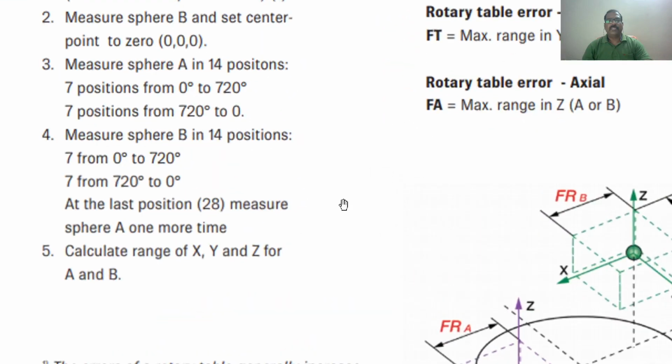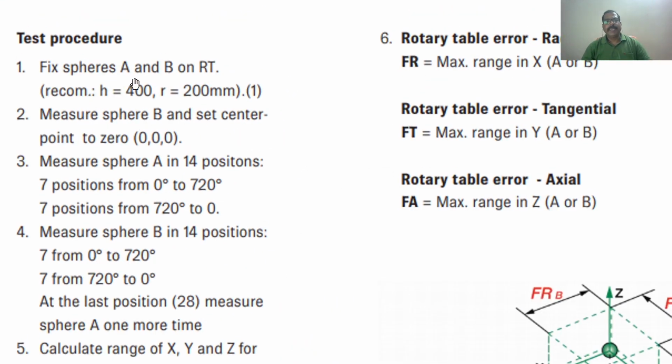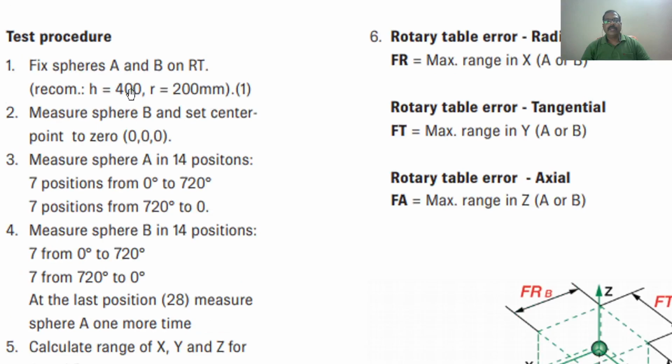Detailed explanation is given on how to do it. First we have to fix sphere A and B on the RT, the rotary table. The recommended height H is 400 and radius is 200 millimeter. What is the radius? The distance between the center of the table and the sphere. Height is what? Sphere A to B height is 400. Then measure sphere B and set the center point as 0, 0. Means the one with the height H of 400 millimeter, you have to set as 0.